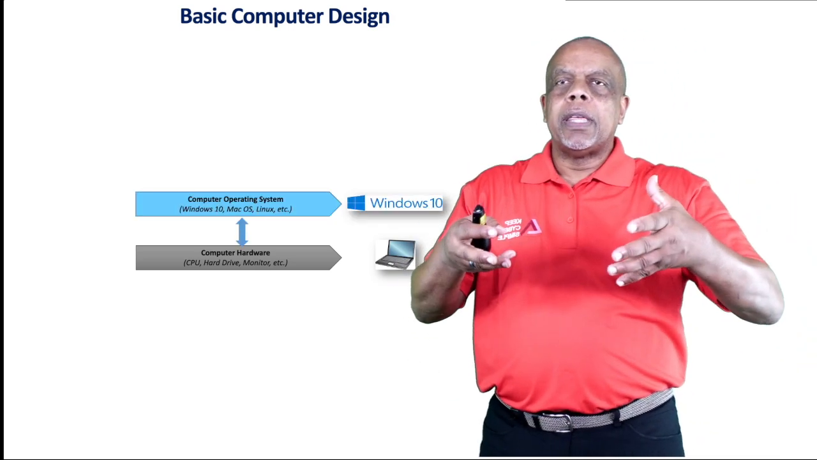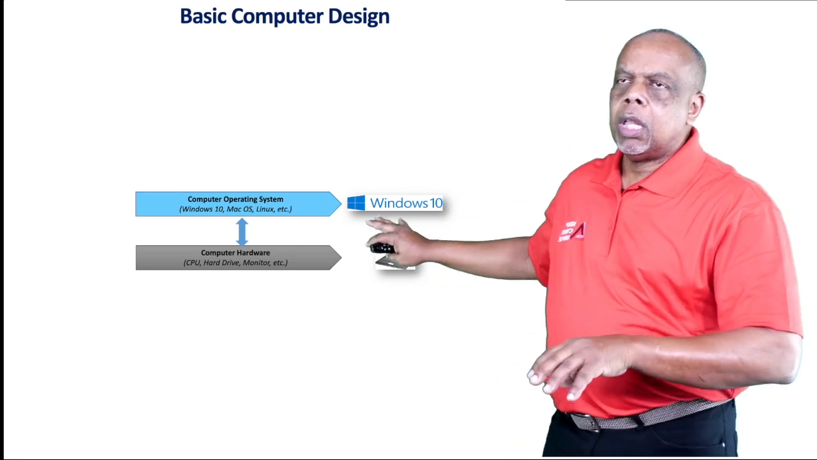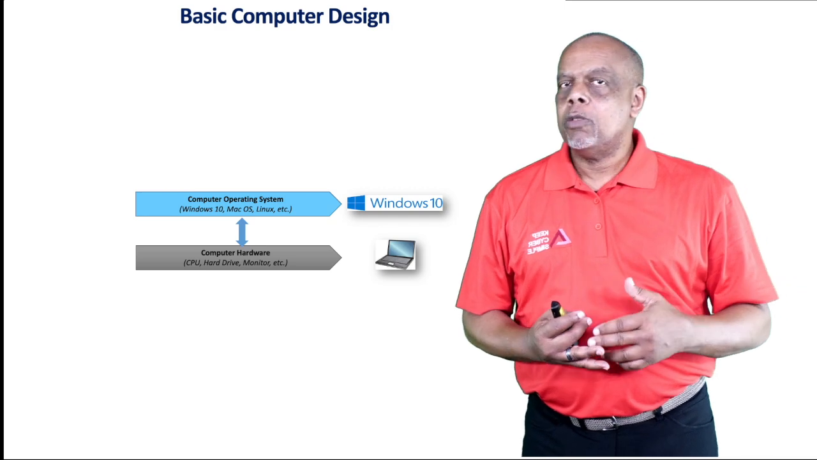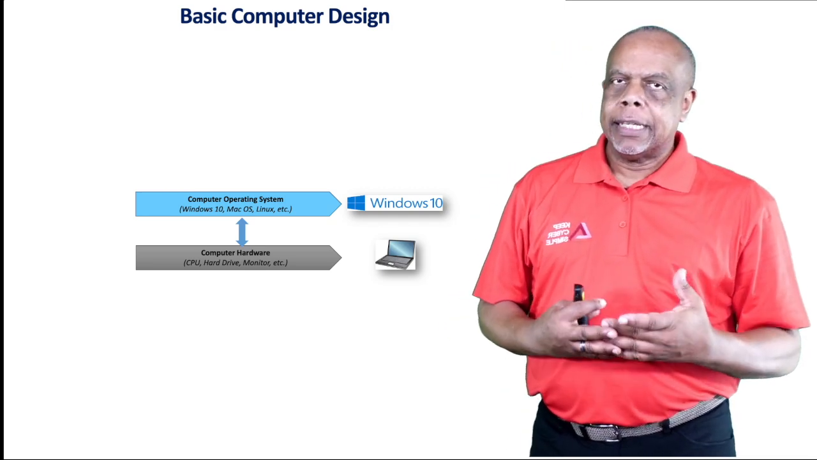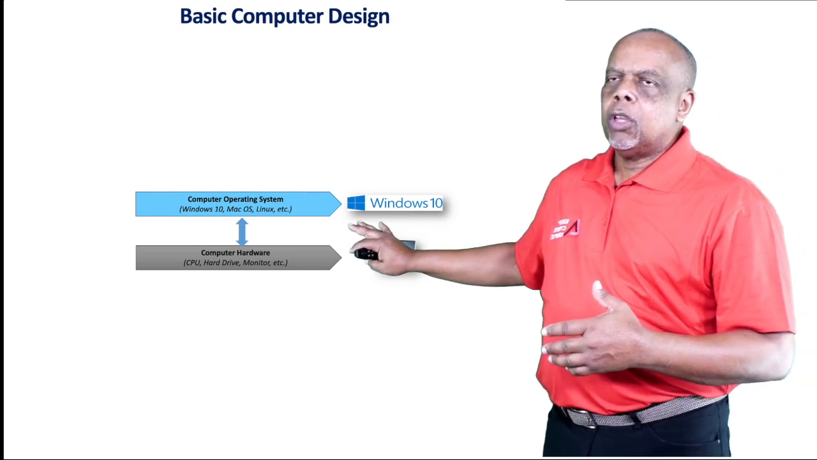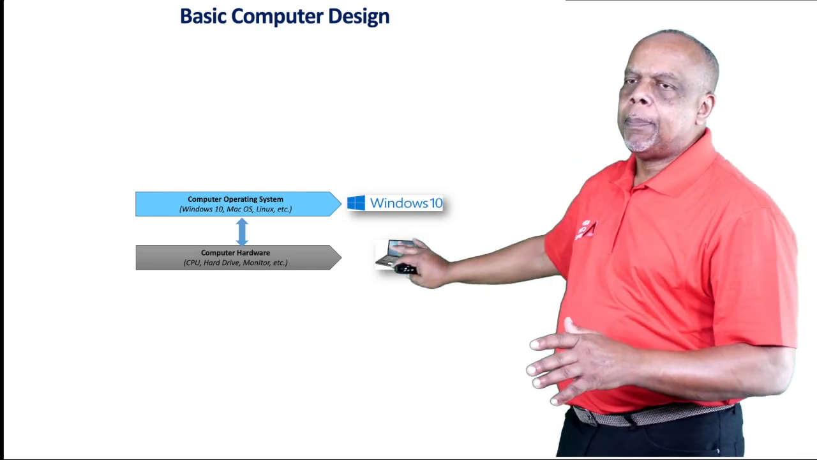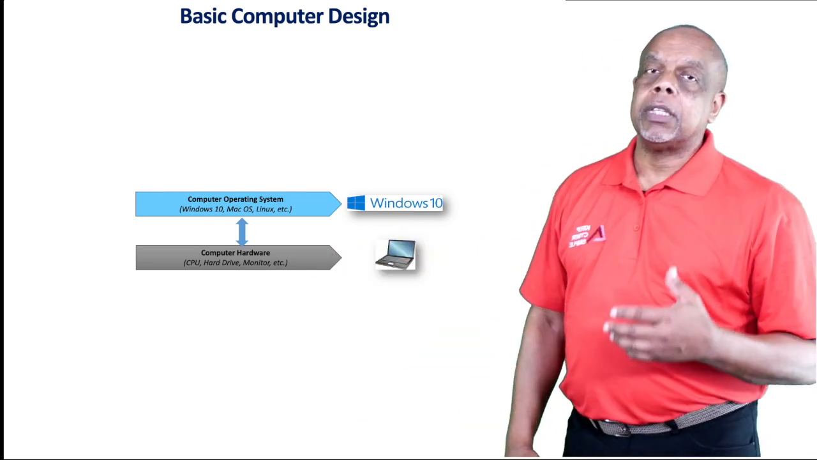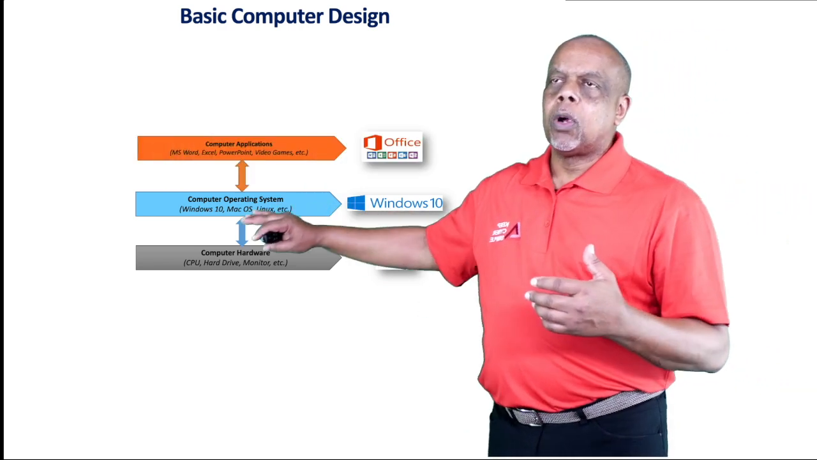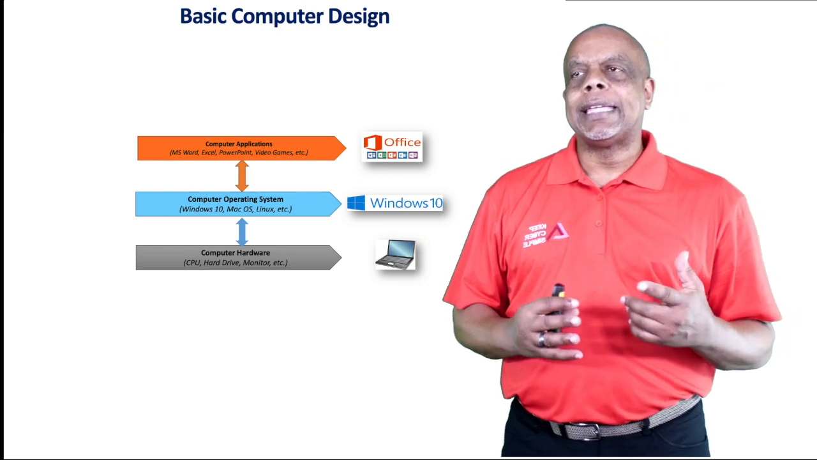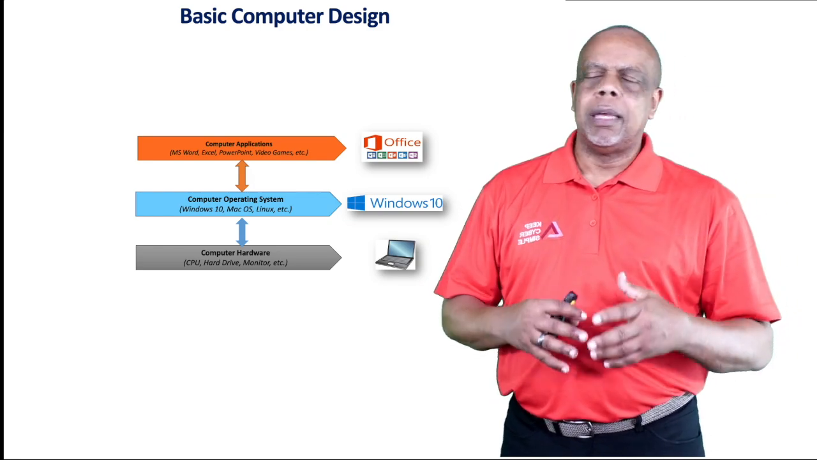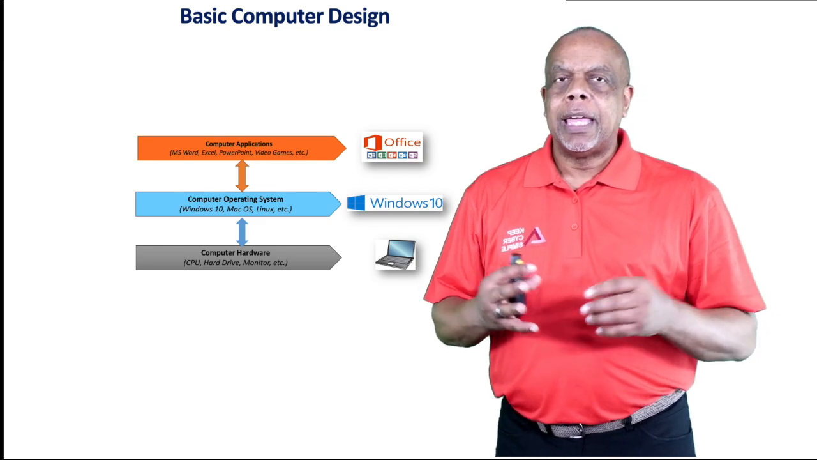Now, on top of that hardware, that's where we install an operating system. An operating system could be a Windows operating system. You may be a Mac user or a Linux user. But regardless of what type of operating system you prefer, it is installed on top of the computer hardware. Then on top of that operating system, this is where we install our computer applications. These could be office products, video games, whatever type of applications that you use.